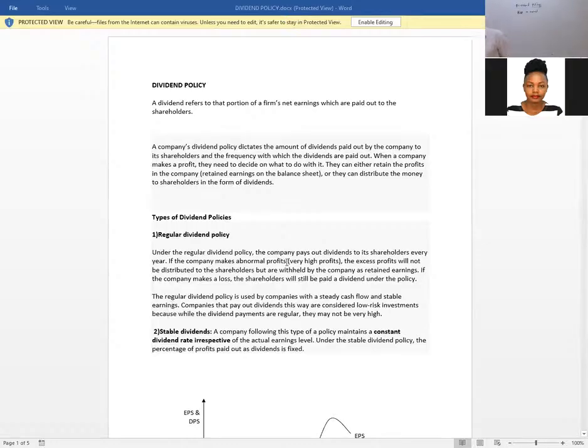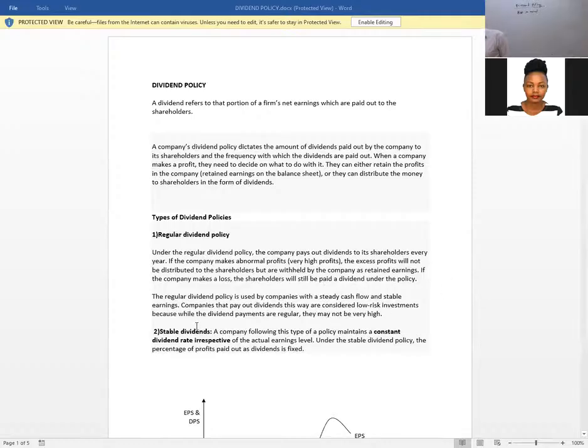Under the regular dividend policy, the company pays out dividends to its shareholders every year. This must be a blue chip company, a company that, even if it's COVID, is still able to meet its obligations. If the company makes abnormal profits, very high profits, the excess profit will not be distributed to the shareholders but withheld by the company as retained earnings. If the company makes a loss, the shareholders will still be paid a dividend under the policy.